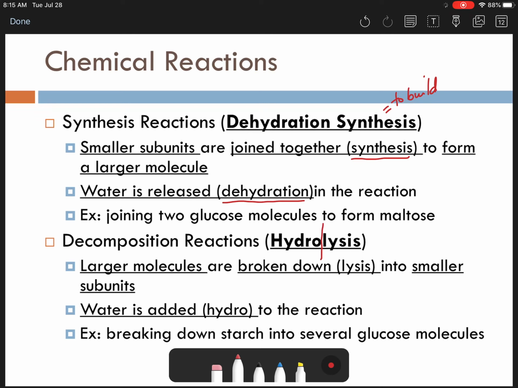Well, again, let's break down this word here. Hydro means water. Lysis means to break apart.